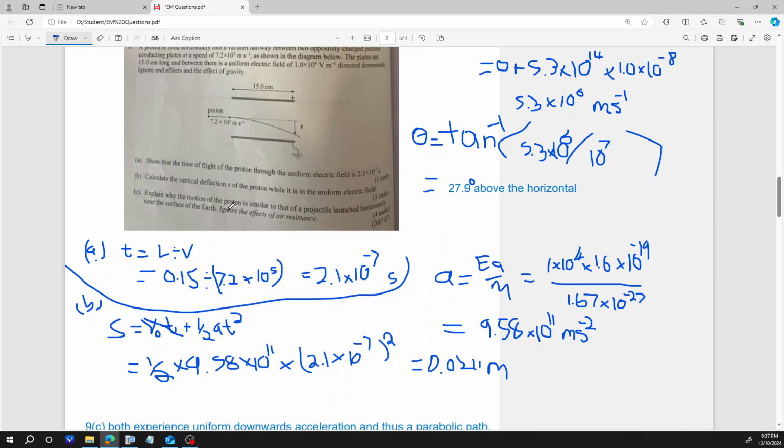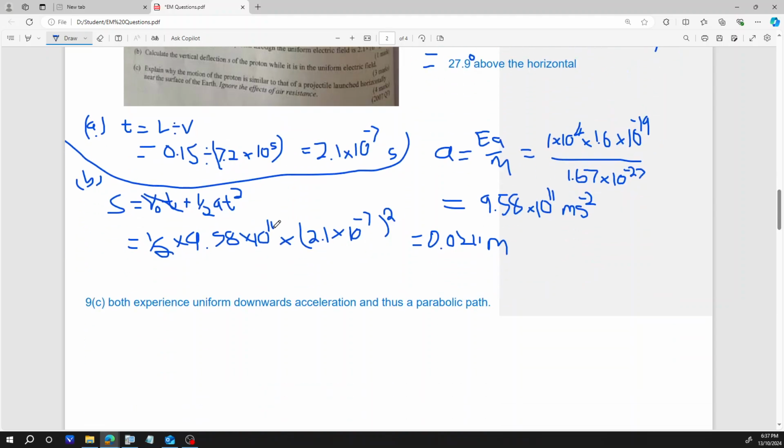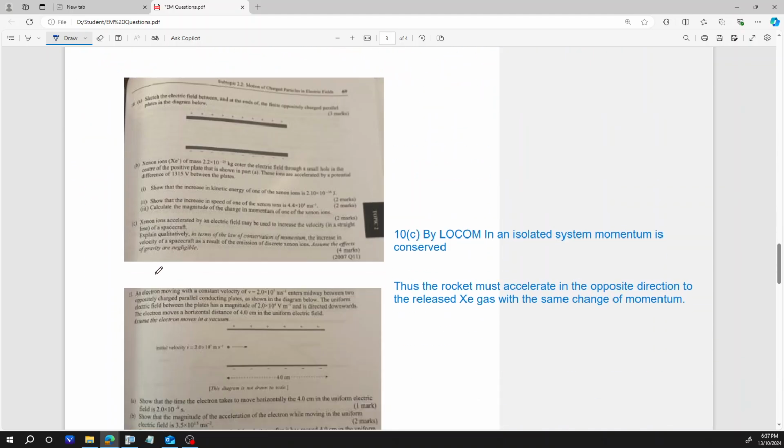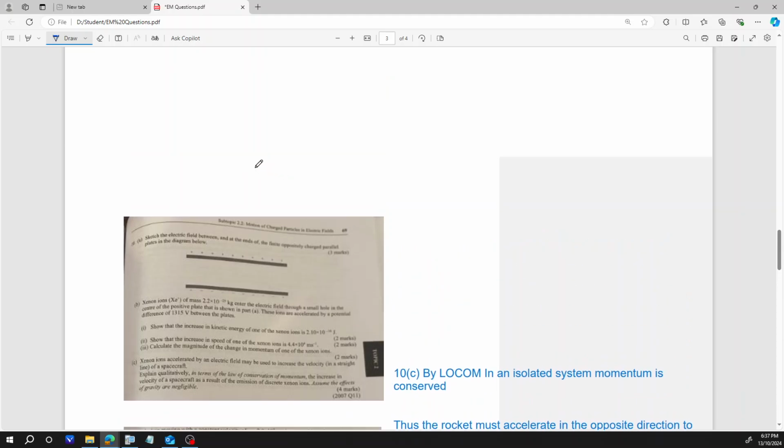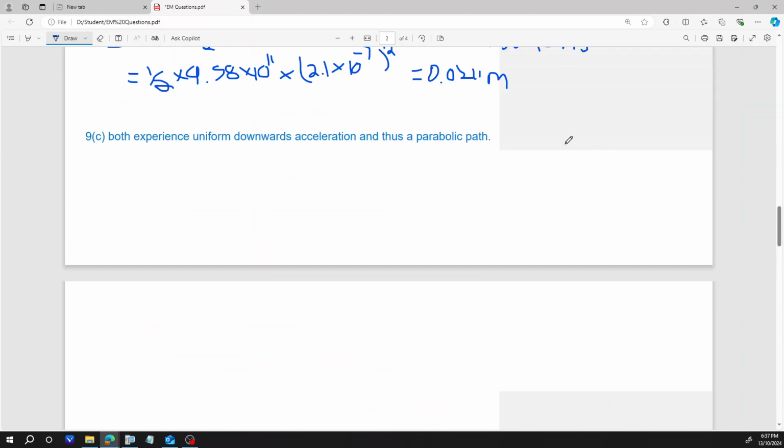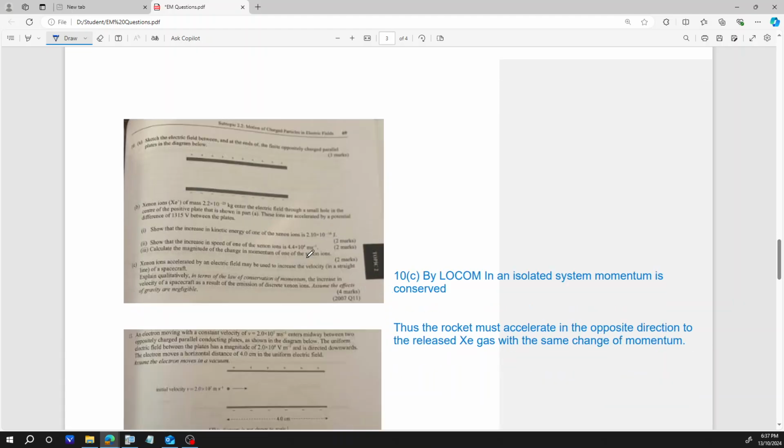All right. Explain why the motion of the proton is similar to a projectile launched horizontally on the surface of the Earth. Both experience uniform downward acceleration, thus a parabolic path. Yeah, my worded answers are quite concise, but I got the key points in there. If you want to put more detail into that, that's fine.